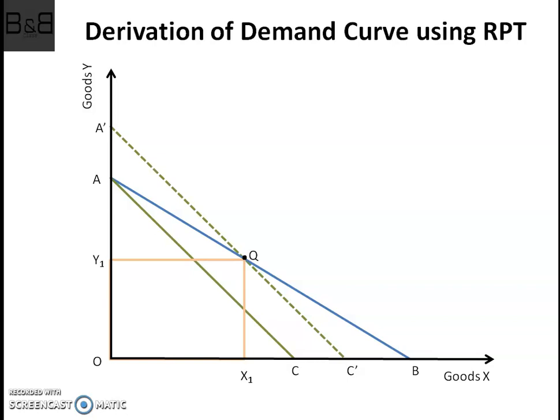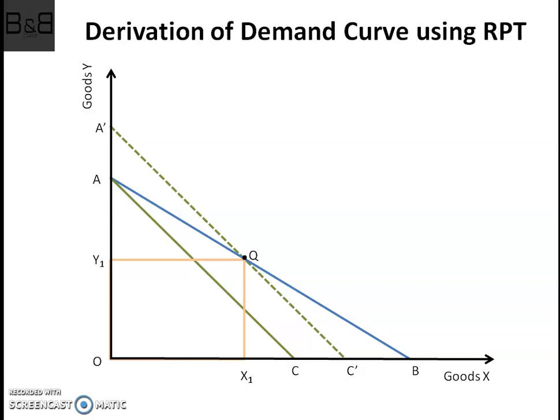Now, the new budget line A dash C dash can be divided into two different sections, A dash Q and Q C dash. Q C dash is actually the inferior section. As you can see on the initial budget line AB, the section Q C dash falls below it, and that's why it was revealed inferior. On the other hand, the section A dash Q will be superior as per the initial budget line AB, as A dash Q lies above the line AB.